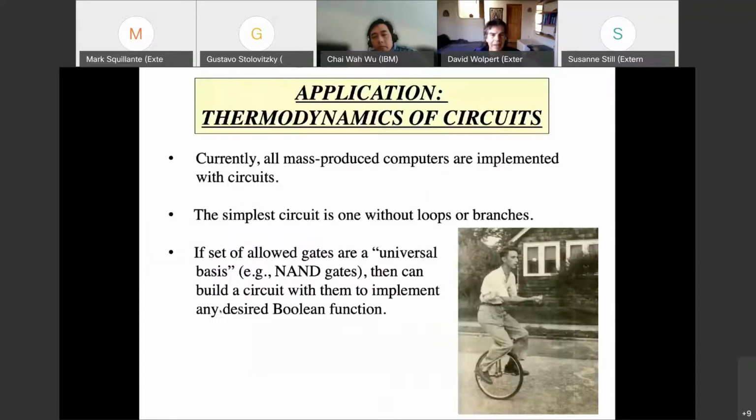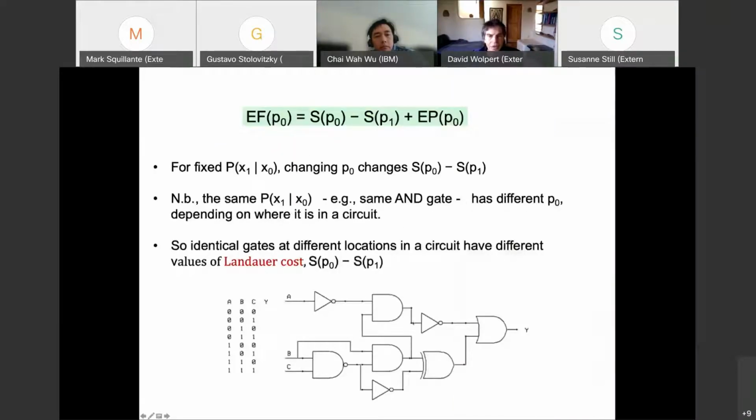Okay, next on our list, we'll go on to the next one of the titans from the 20th century. That first was Turing, and now this, of course, is Claude Shannon, who had a lot to do with the original work on circuits implementing Boolean functions, which is why he is gracing this slide. Of course, all computers today are implemented with circuits. The simplest one is one without any loops or branches. And so here's a schematic of such a thing.